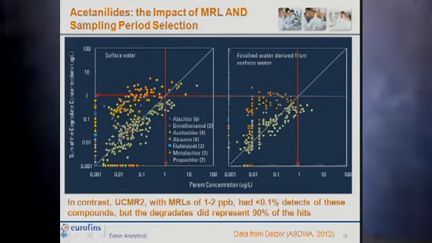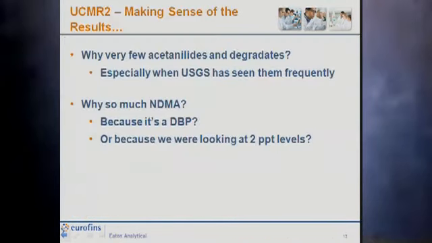So that sends us two messages. One, we probably weren't looking low enough to see these if the goal was indeed to find detections, but remember the goal for UCMR1 and UCMR2 was to have it be at health reference relevant levels. The other thing that this possibly says is that we just weren't looking in the right places or at the right time.